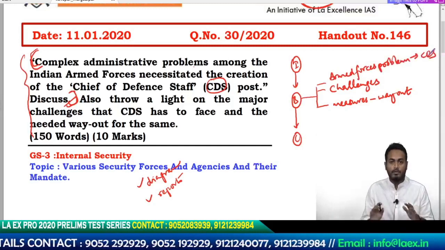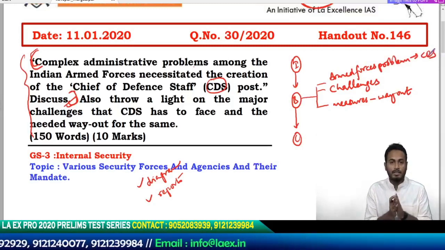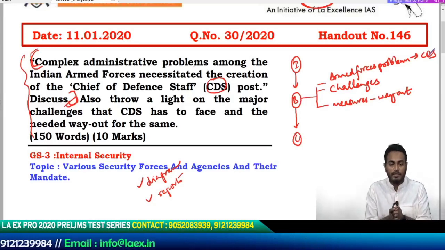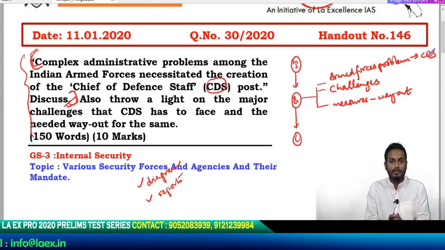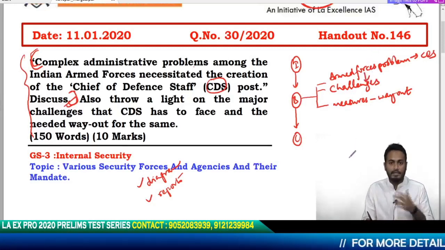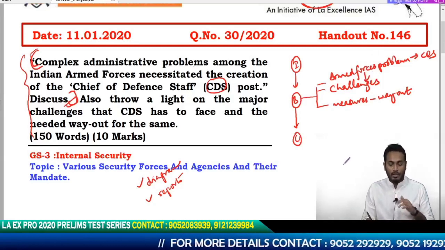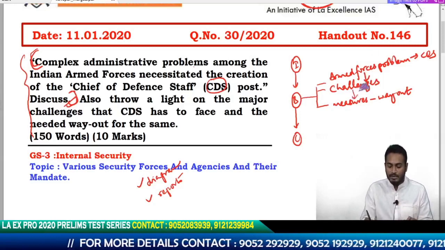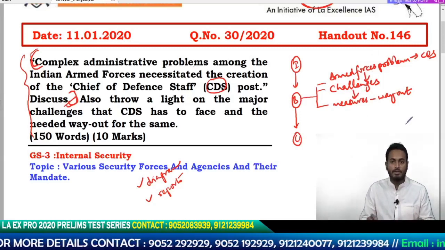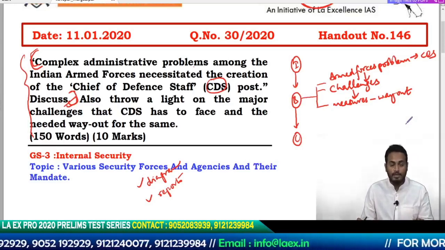So these are the three broad headings that I'm going to talk about. The first thing is the establishment of a scenario in which there are problems with the previous structure, and because of this we have set up a position called CDS. But this CDS itself has certain challenges that it has to face, and in order to overcome these challenges, there are certain measures that he has to take. So this is a complete holistic way of addressing the question that has been asked.